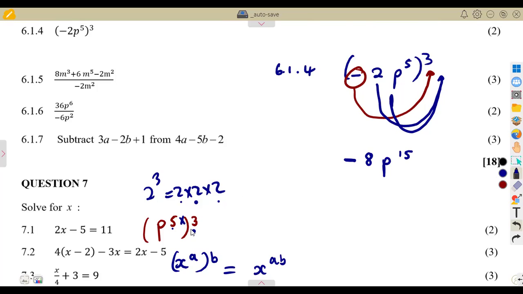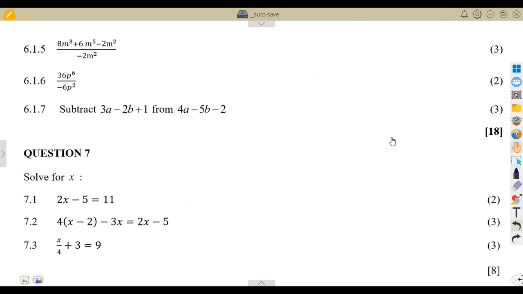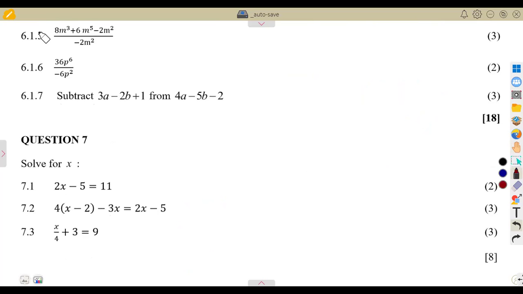You multiply exponent by exponent. That's it. Just like that, you're done. There's nothing else that you can do on that part. Next is 6.15, again, simplify.